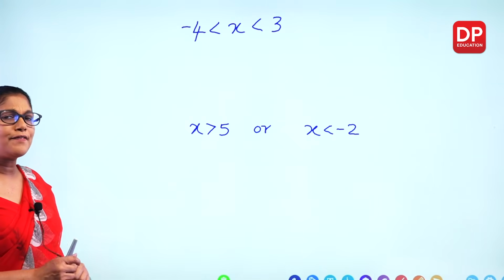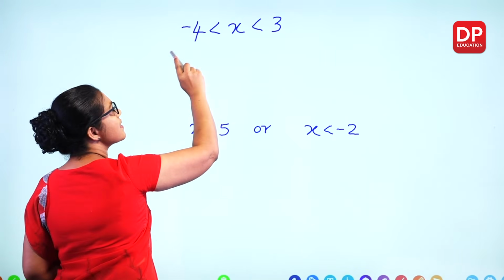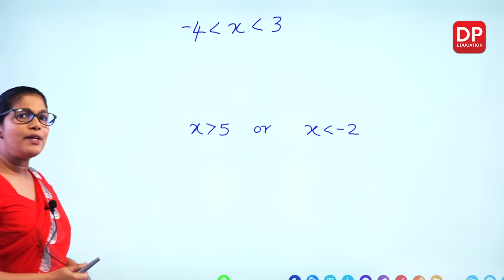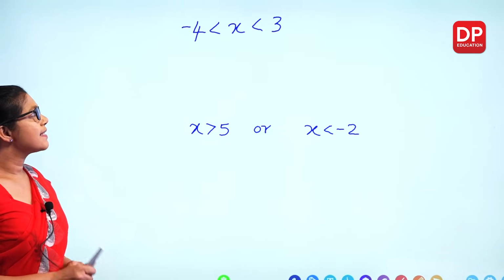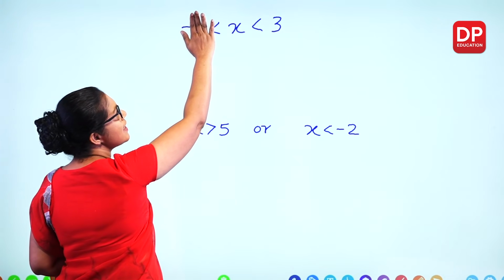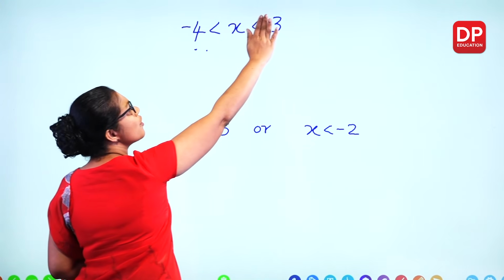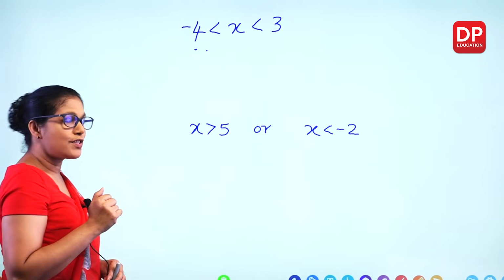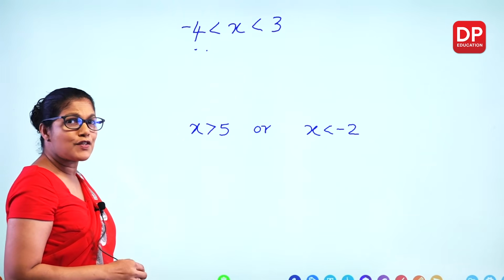Now, slightly different to the previous one. There are 2 numbers and the unknown letter in the middle. How can we say this? Now here, if you close one side, what can you see? X is less than 3. When you close the other side, what can you see? X is greater than -4.